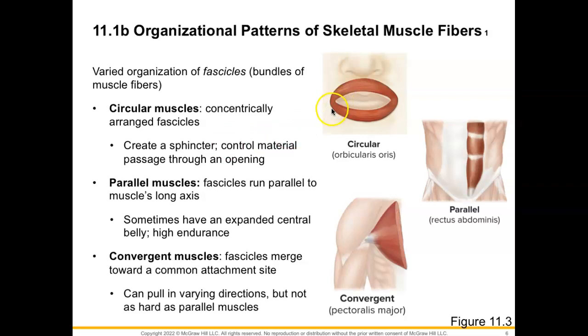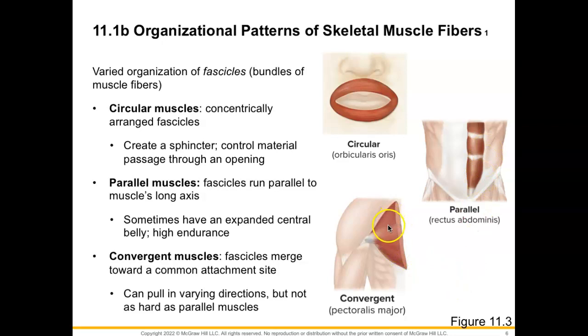And this really helps to control material passage through an opening. So when we contract this muscle, the lumen or the opening is going to get smaller. And when we have it relax, that lumen or opening will be wider. And now for our parallel muscle fibers. These are going to be muscles that have fascicles that run parallel to the muscle's long axis. Sometimes they have an expanded central belly, and they are used for high endurance movements.